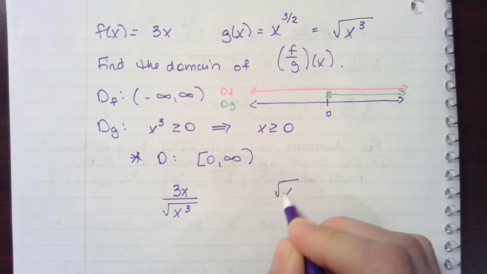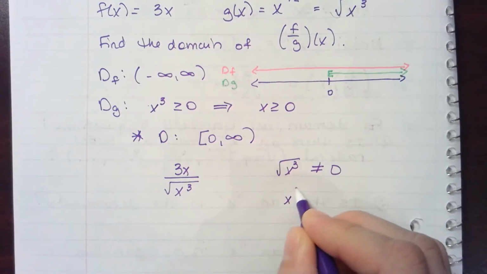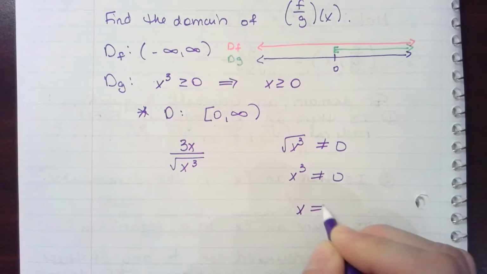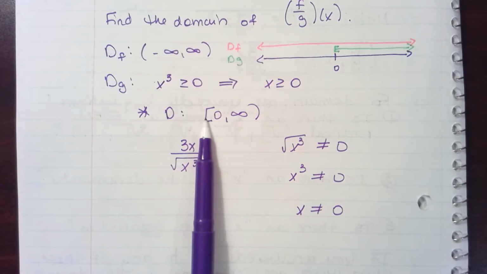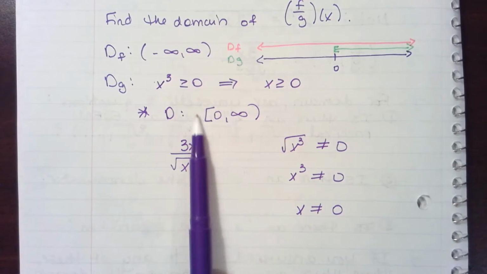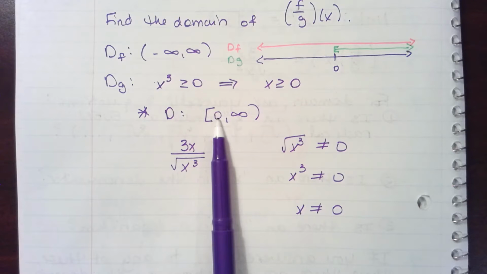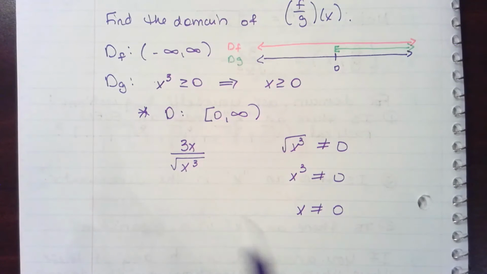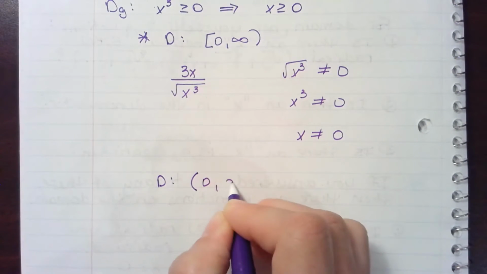So the square root of x cubed cannot be 0. If you square both sides, you get x cubed cannot be 0. Take the cube root of both sides and you get x cannot be 0. But because of this bracket, we're saying that it's okay for x to be 0. So we need to edit the domain that we came up with and just make it from 0 to infinity, not including the 0. Because once we actually find the quotient, we end up with an x in the denominator. So our domain is going to be parenthesis, 0 to infinity.